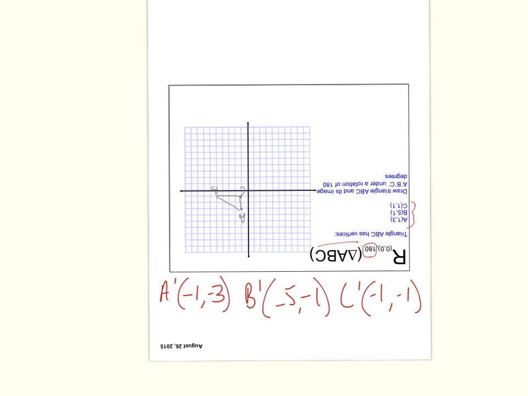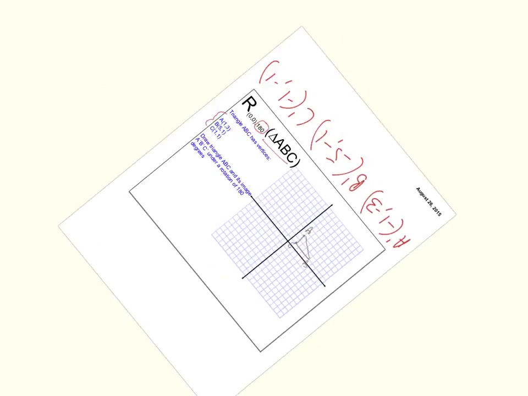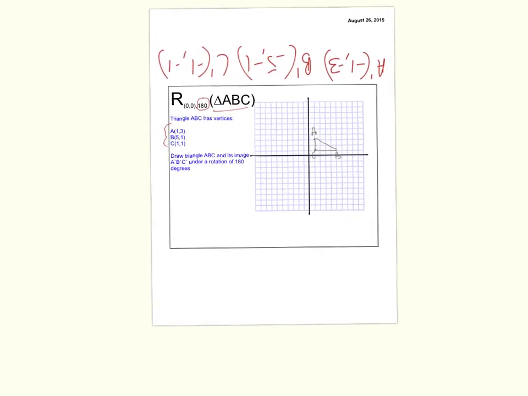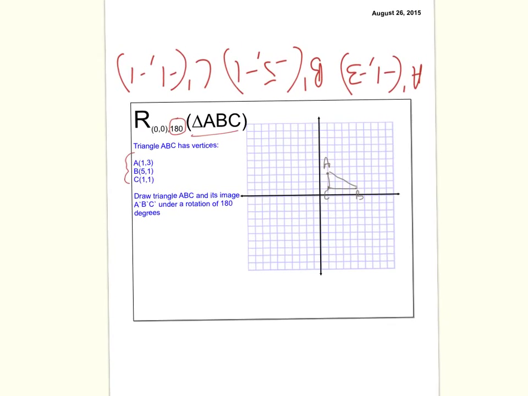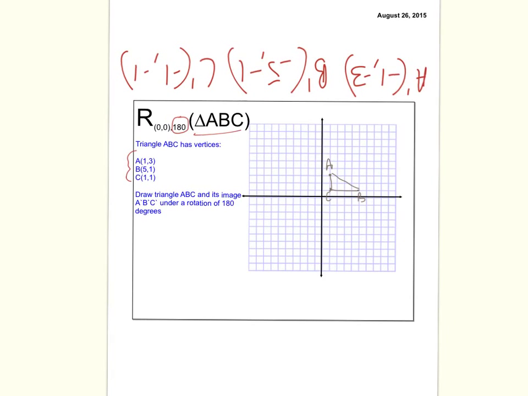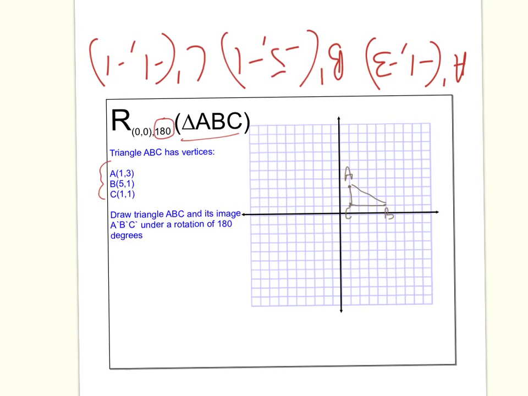Now that's going to allow me to turn my paper back to normal. Okay, and I have my new coordinate points which I can plot. I'm going to rewrite them here just for my purposes, but you don't need to. So A prime became -1, -3. B prime became -5, -1. And C prime, -1, -1.